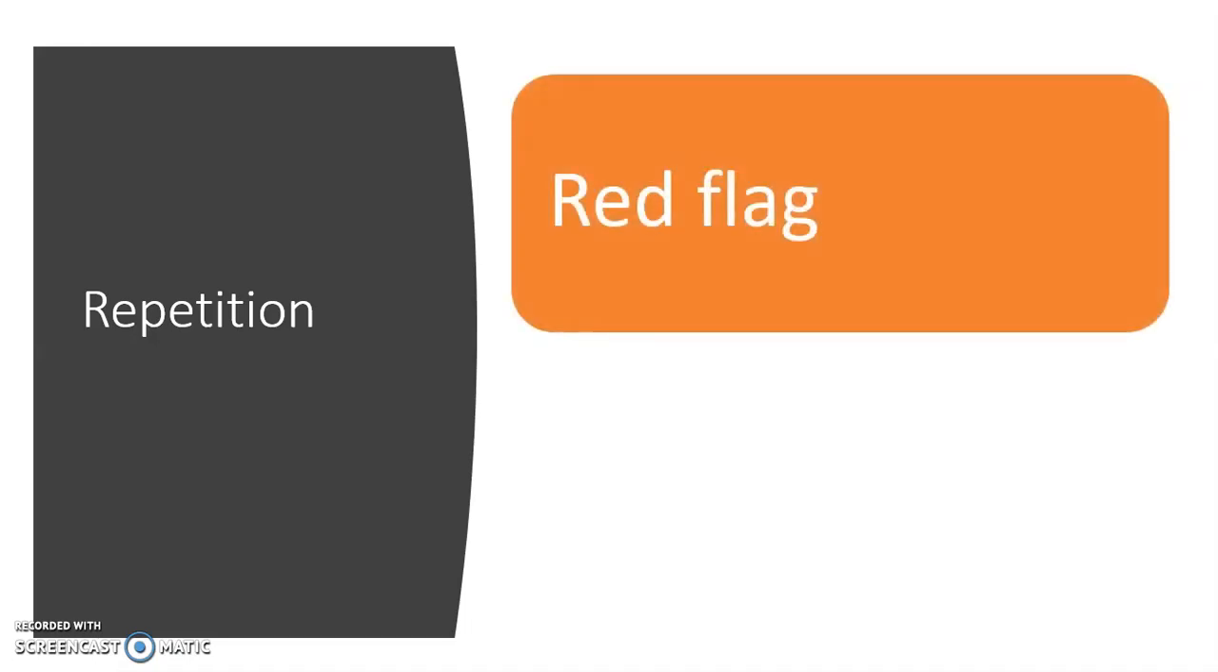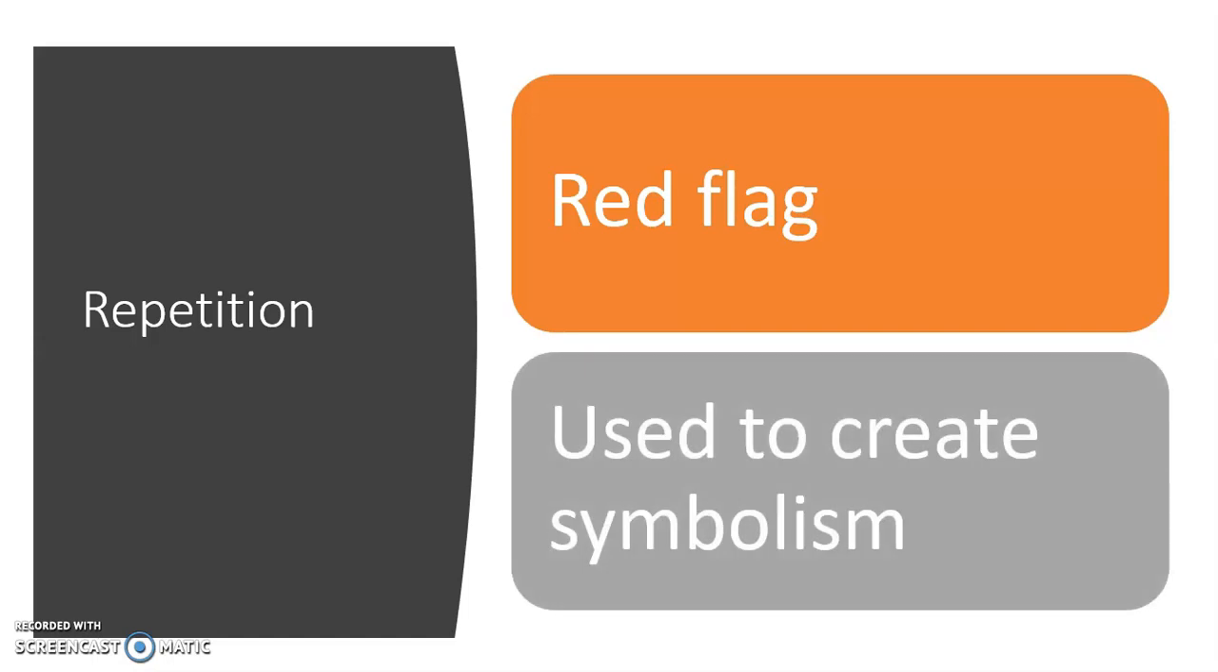And then we have repetition. Just like when we talked about screenplay and production design, repetition is a red flag. It's saying pay attention to this. And it is usually used to create symbolism. So we see something repeated with the set decor, with the costumes, even with the special effects, with hair and makeup. That is trying to create some kind of symbolic meaning and communicate with the audience.